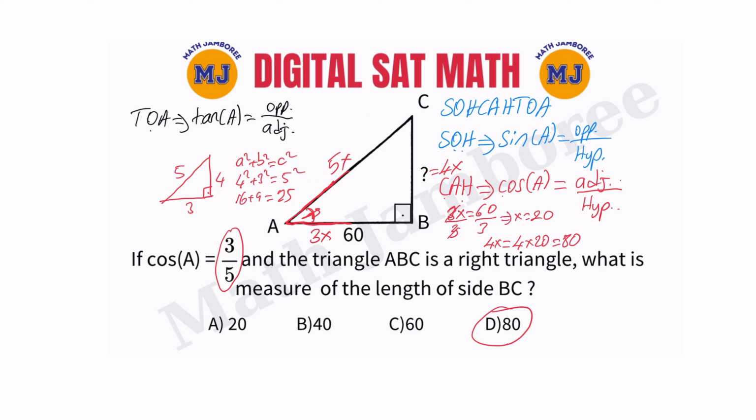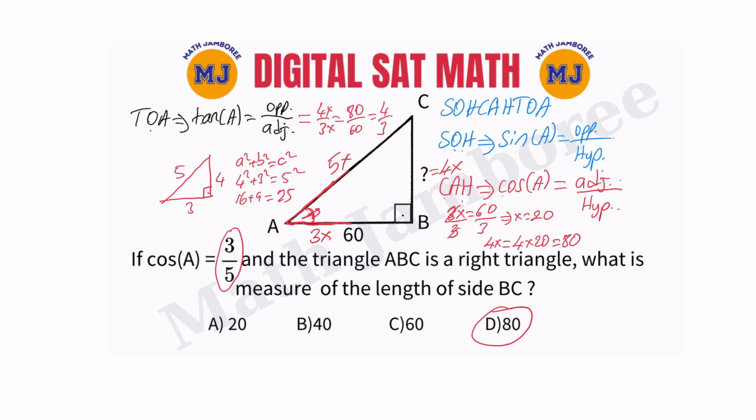By the way, in this question, I would like you to also practice. What is tan A? Can you just tell me what it is? Tan A means 4x over 3x. You can say 80 over 60, same thing. 4x over 3x, which is 4 over 3. The x cancels each other out, and you got 4 over 3.